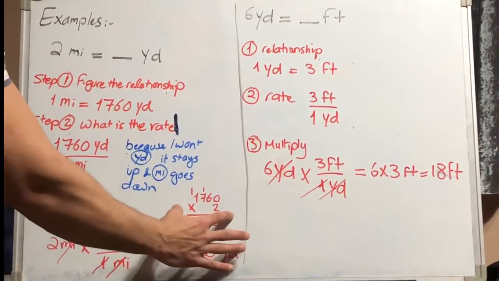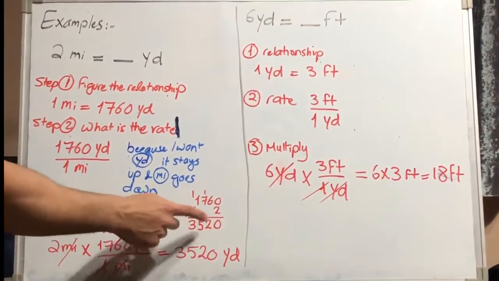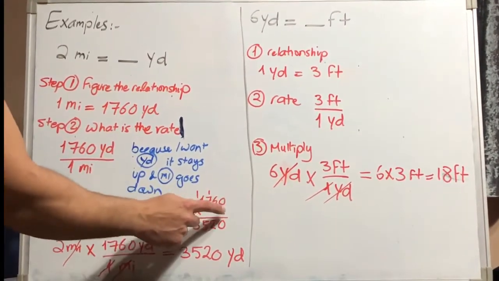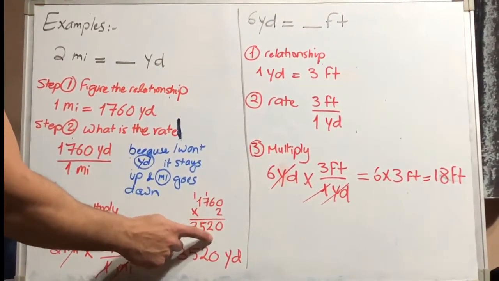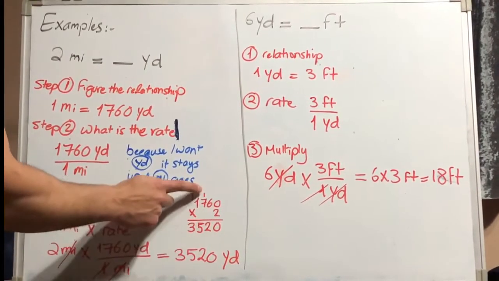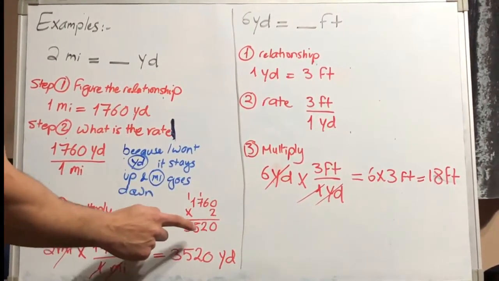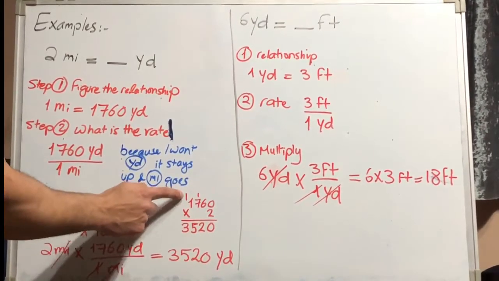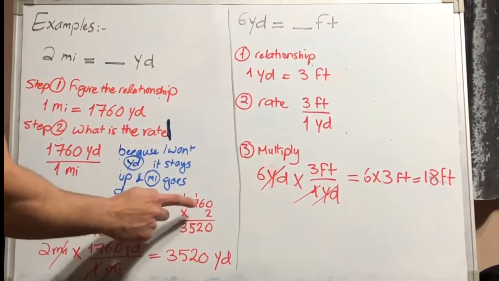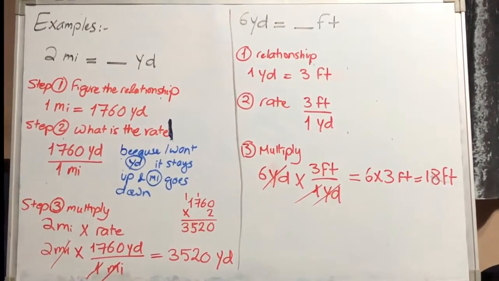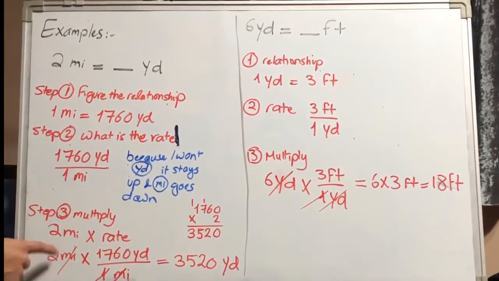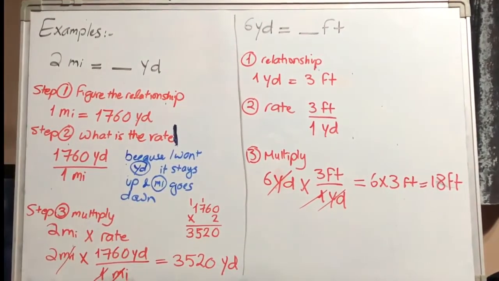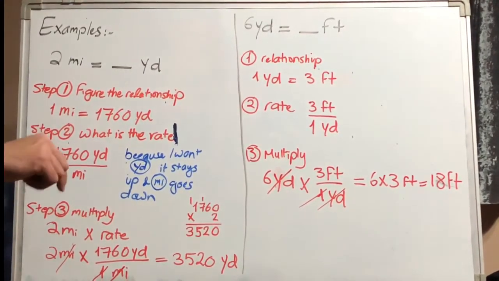If I do that on the side as scratch work, I have 1,760 multiplied by 2. 0 multiplied by 2 is 0. 6 multiplied by 2 is 12, so 2 and carry up 1. 7 multiplied by 2 is 14, and I have a carry of 1, so it's 15, so 5 and carry up 1. 1 multiplied by 2 is 2, and I have a carry of 1, so it's 3. So 2 miles equal 3,520 yards. Let's do this again.